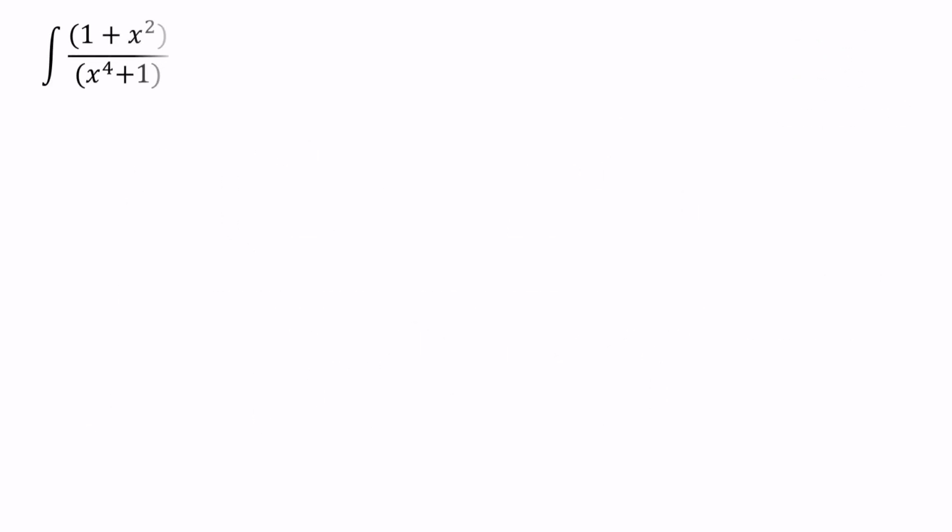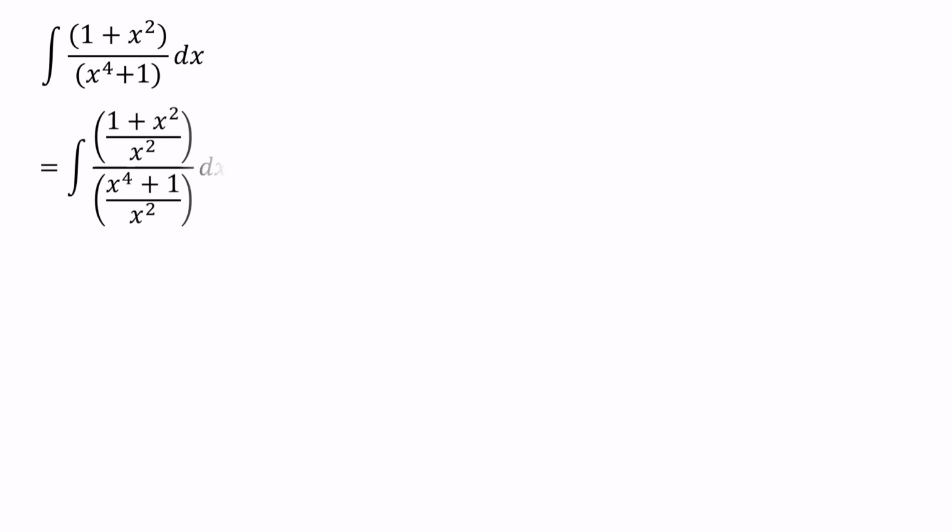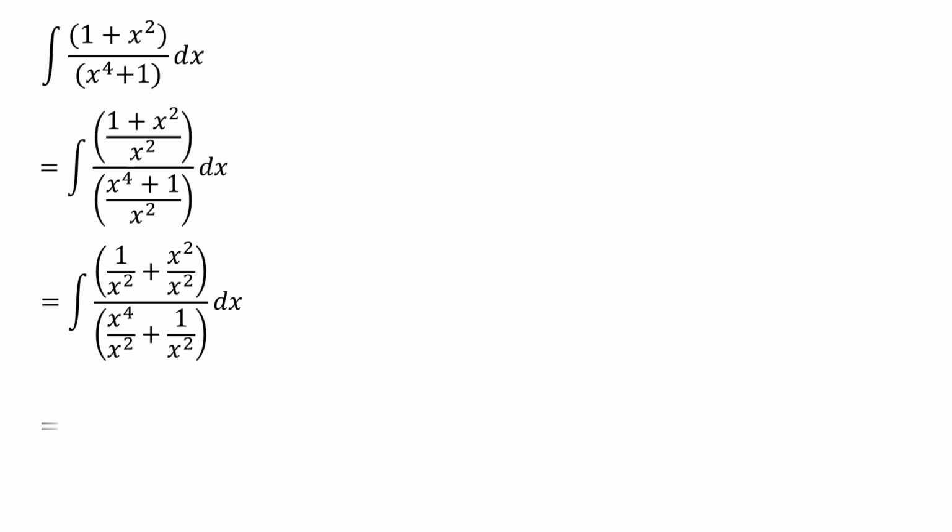As the first step, we can divide the numerator and denominator values by the x squared term. After that, we can get the result: in the numerator 1 over x squared plus 1, in the denominator x squared plus 1 over x squared. To cancel out the numerator value, we can give a substitution.